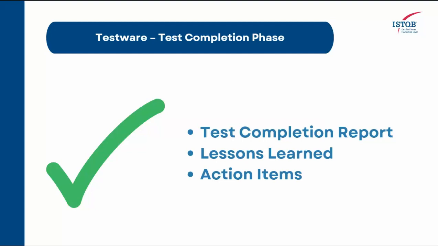At the test completion stage, we're wrapping things up and preparing for the future. Testware here includes the test completion report, which summarizes what was done, what was found, and what's next. We document lessons learned to improve future projects and identify action items for follow up or improvement. Any testware that could be useful for future projects is archived or handed over.